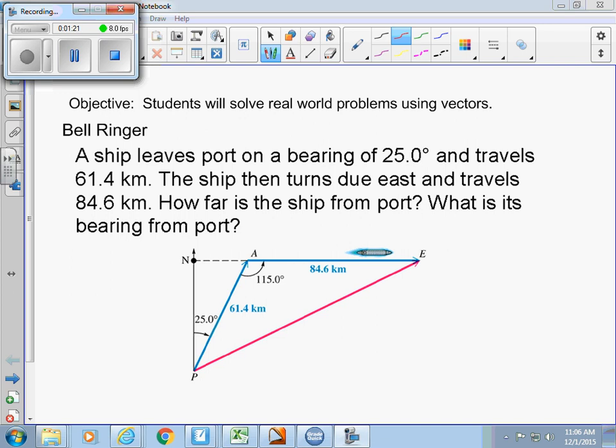So we have two vectors acting on each other. We have one going on the 25-degree bearing, and then we have the east-bound vector, the one going straight due east. I want to know what the resultant vector is, the two vectors, how they are working together, those two forces working together. So, how do you do a resultant vector from yesterday? How do you set up the picture?